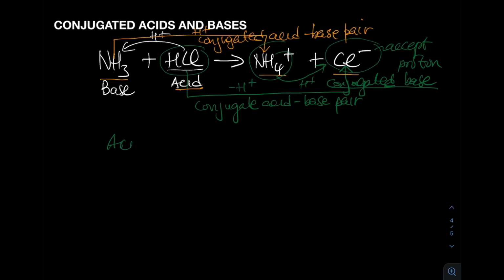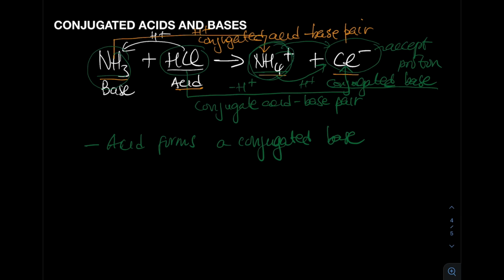An acid forms a conjugate base after it has donated its proton. Now let's look at the ammonia. After it has accepted a proton, it becomes a what? It becomes an ammonium ion. So this ammonium now acts as an acid. It can donate a proton, and it has no space for another proton. So we call this one a conjugate what? Acid. Because it now has the capability to donate a proton, because it has received a proton.